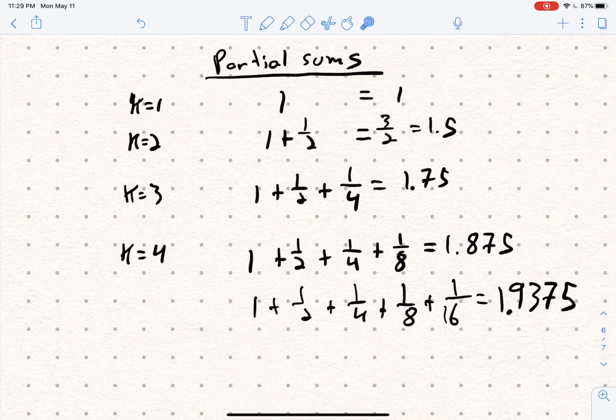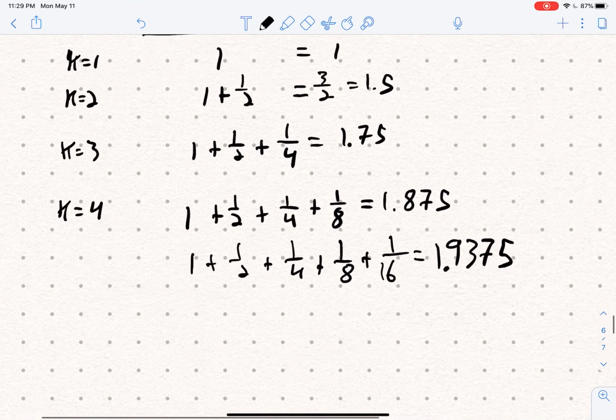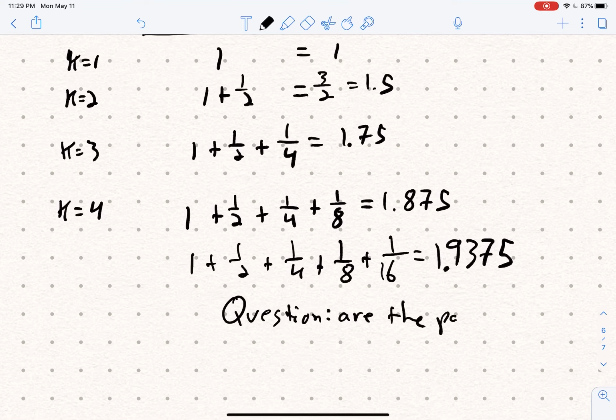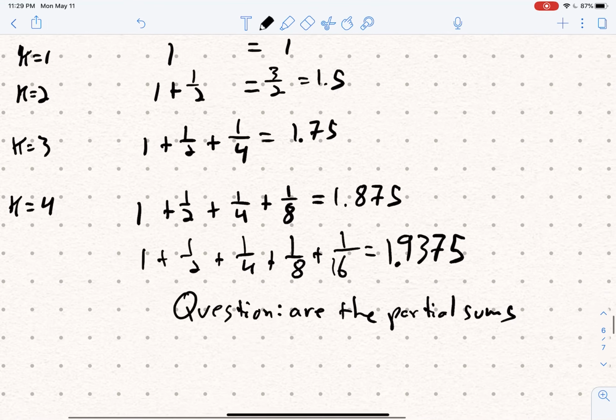And these numbers, 1, 1.5, 1.75, 1.875, 1.9375, I'm going to pose the following question. Are these partial sums, that is to say the numbers we got for our answers there, are they approaching 2? So 2 is my guess.